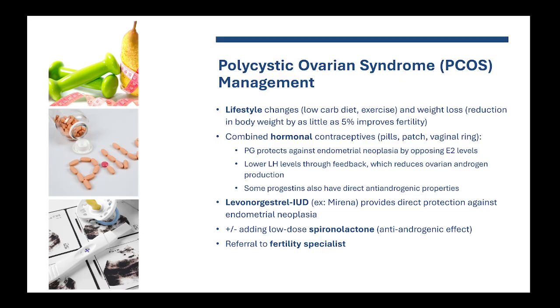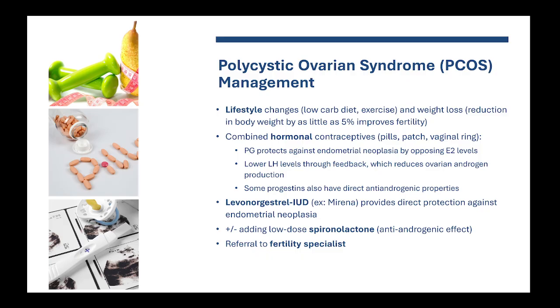An intrauterine device that contains levonorgestrel, which is a type of progesterone, for example Mirena, a commercial brand, is very, very important because it will provide direct protection to the endometrium against endometrial neoplasia by opposing the high estrogen levels. Of course, these hormonal treatments will only be done if there is no immediate desire for fertility, and they need to be removed if the patient wants to become pregnant.